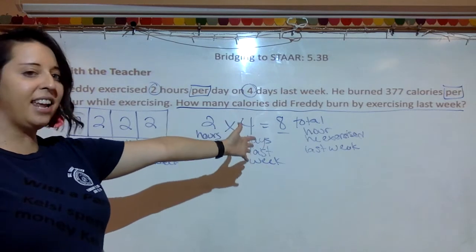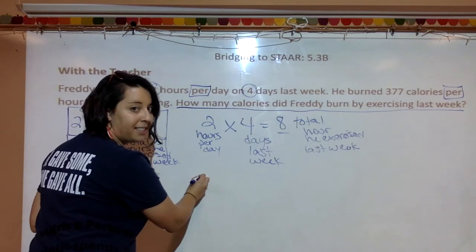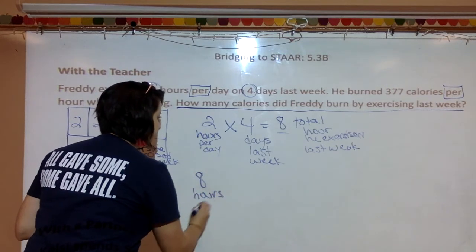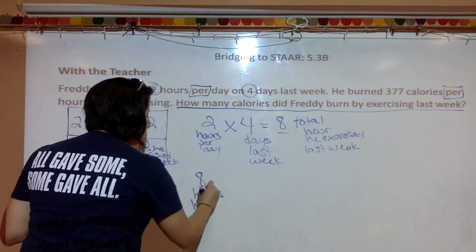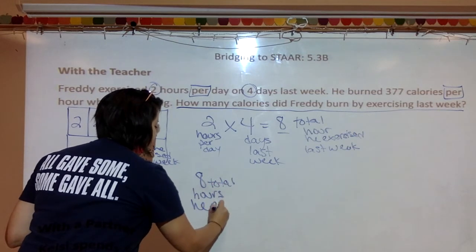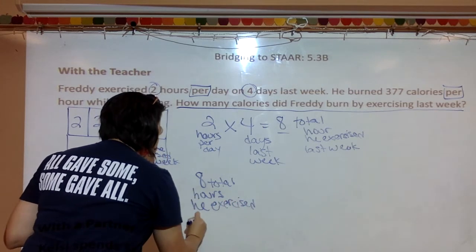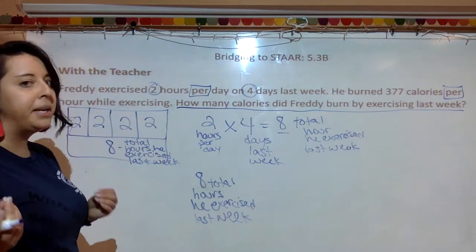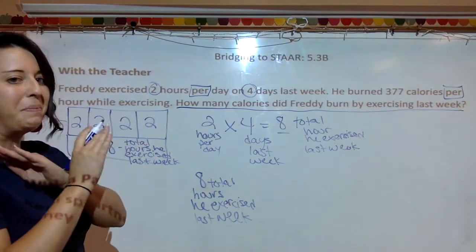So we're going to take that 8 that we've already solved and figured out, and we're going to use it to start off our next equation. So 8 hours. I'm sorry, I did forget the total. 8 total hours he worked or exercised last week. And what did that per mean again? Yes, multiply. It means to multiply.